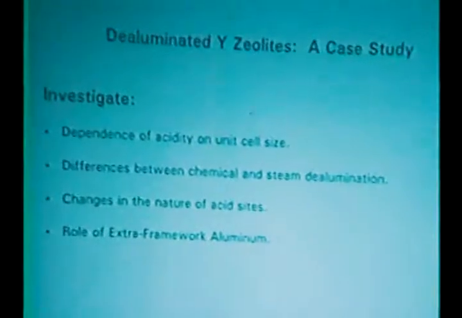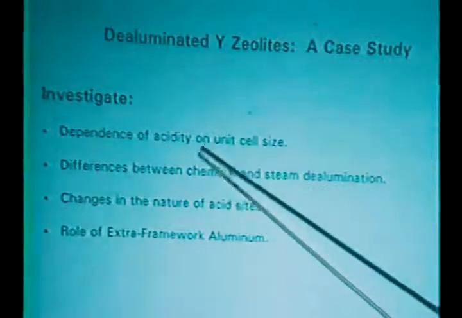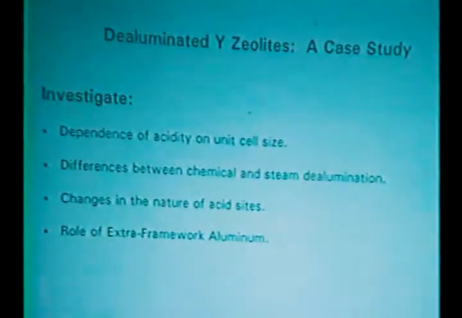So having gone through the description of our method in some detail, let us go to the second part, which deals with the dealuminated zeolite. And what we wanted to do is we wanted to investigate, first of all, the dependence of acidity on the cell size. We wanted to look at differences between chemical and steam dealumination. And we wanted to see, as you dealuminate, what changes take place in the nature of the acid sites. And very importantly, we wanted to look at the role of extra framework aluminum, which is generated.